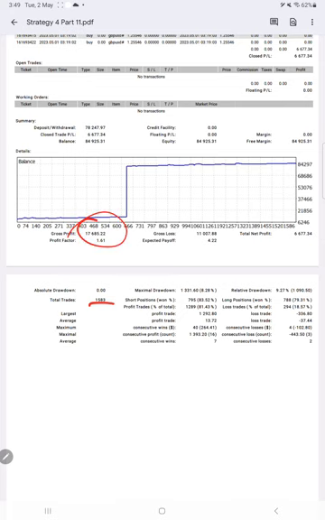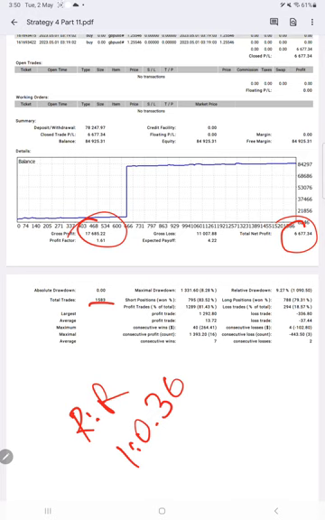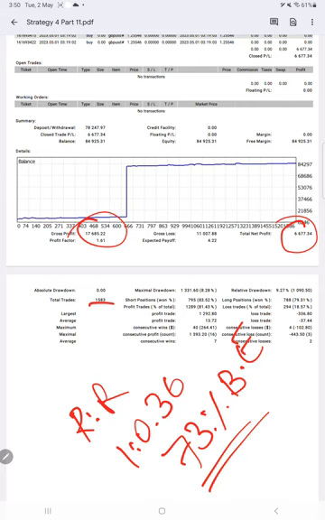Here is the gross profit, net profit, and all the profit trades, loss trades; all these ratios are given. If you calculate the risk reward for this account, it comes to 1:0.36. We need 73% accuracy for this account to break even. This is what is required for this account to survive.